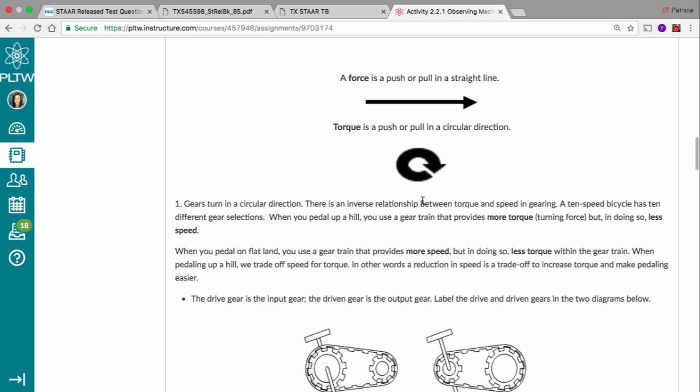Well, gears do turn in a circular direction, and there is an inverse relationship between torque and speed, meaning completely opposite. So if a 10-speed bicycle has 10 different gears, when you're pedaling uphill, you actually want to switch to a bigger gear. This is going to give you more torque, which is a more turning force. In doing so, you're going to get less speed. Like I said, when you switch to a flat land, you're going to shift down, but you're going to be able to pedal faster and get more speed. But in doing so, you're going to have less torque.